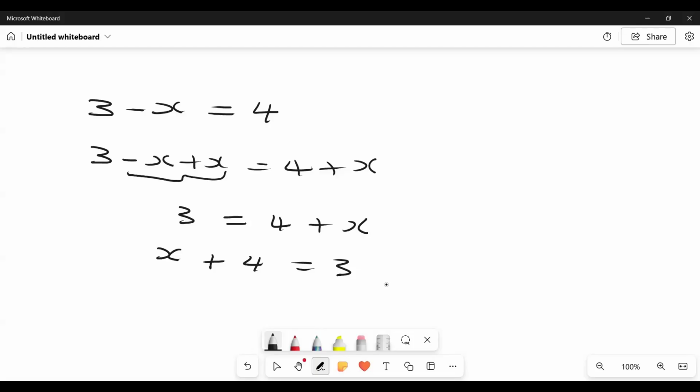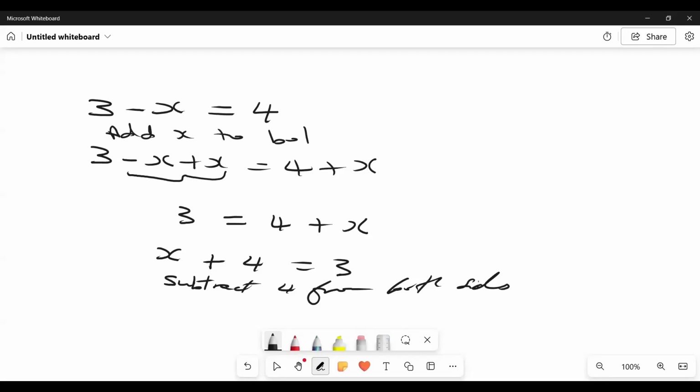So now you can solve by subtracting 4 from both sides, right? So subtract 4 from both sides. Oh, maybe I should put a statement here. Add x to both sides, right? That's what we did there. We got that, right? And we just rewrite this, and that's what we get.